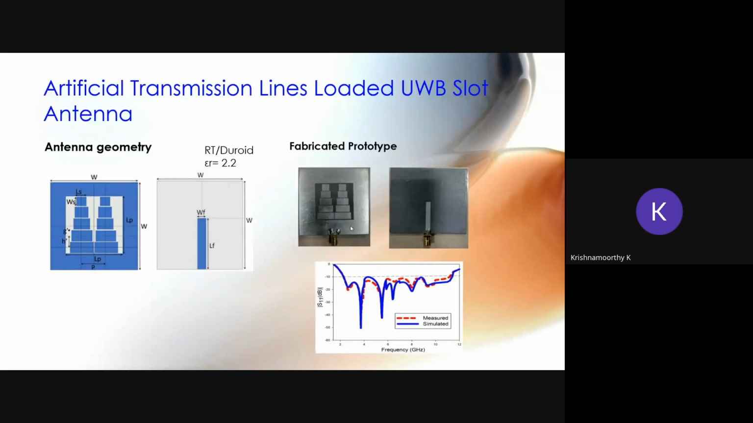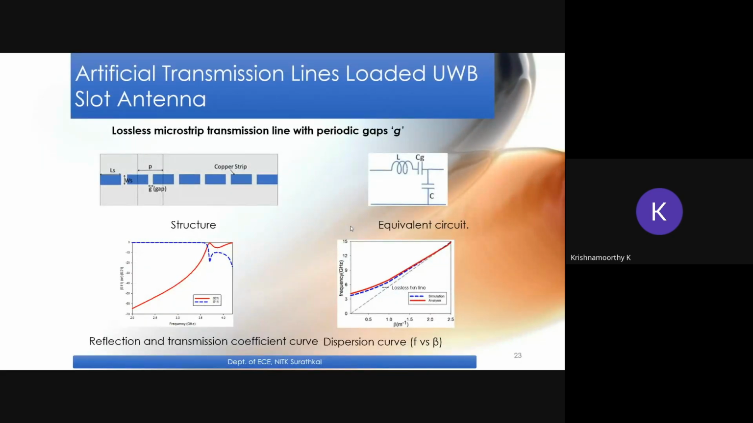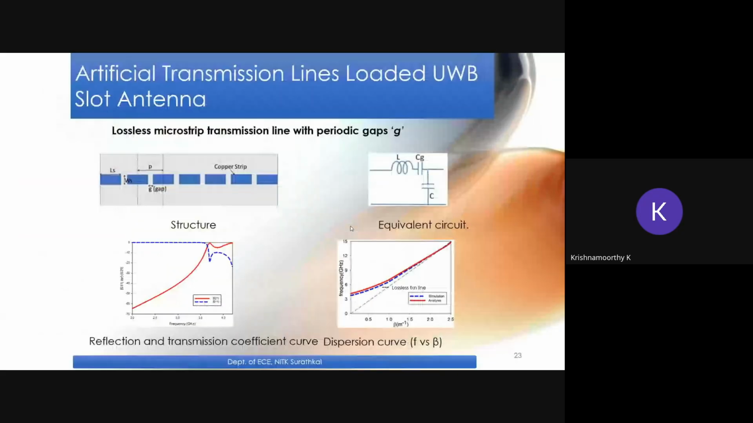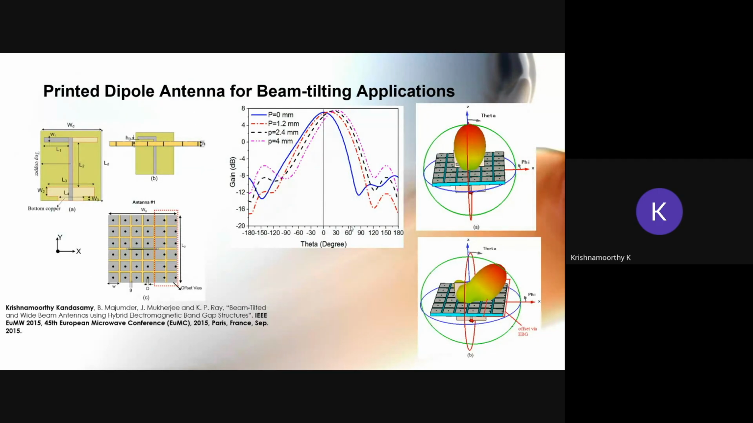So these two applications we have realized using the metamaterial inspired structures to design the UWB antenna for the band notch characteristics and UWB characteristics with the slot antenna. Okay. So the next application is the beam tilting applications.